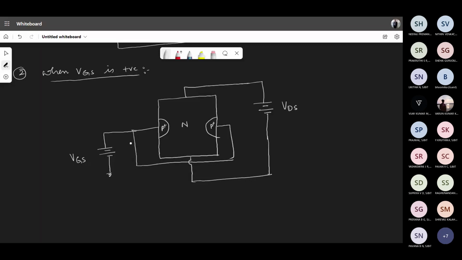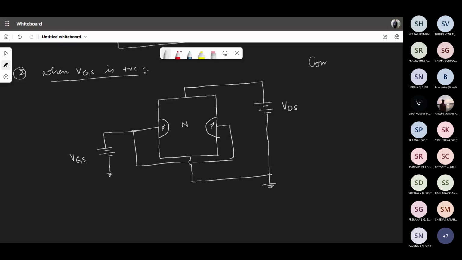I'm repeating. You can either call it VGG or VGS. It all depends whether you are very specific to the configuration or you want to generalize the notation. VGG is a very generic notation. VGS and VDS are specific to what configuration the transistor is in. Can somebody tell me what configuration transistor this is? All these things have been discussed. Common source. By default, we take common source.